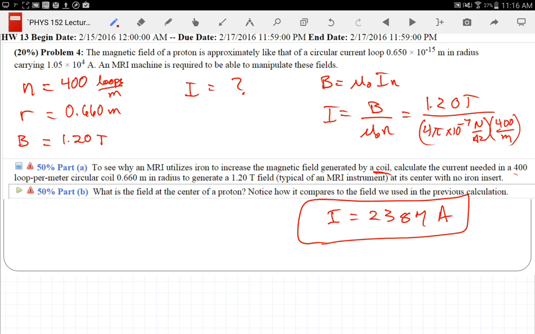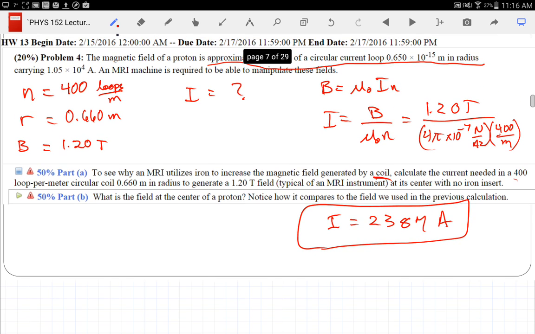So you can see superconductors would be really good for this in terms of the energy loss. Then it asks, what is the field at the center of a proton? Now this is the question that I was asked, and at first I said, well, look it up. But then I read the top part of the problem where it says, the magnetic field of a proton is approximately like that of a circular loop. That's what you're supposed to do.